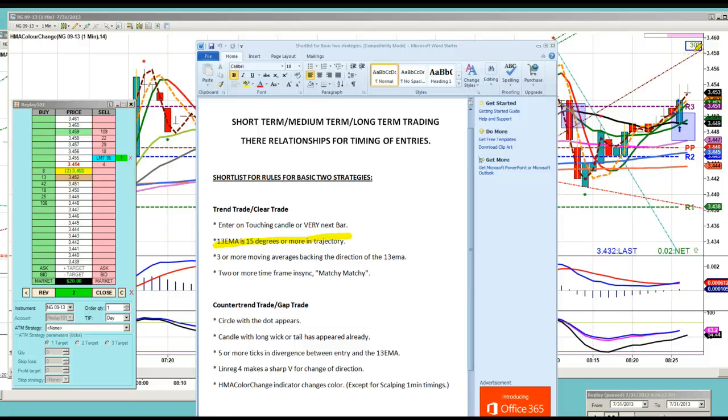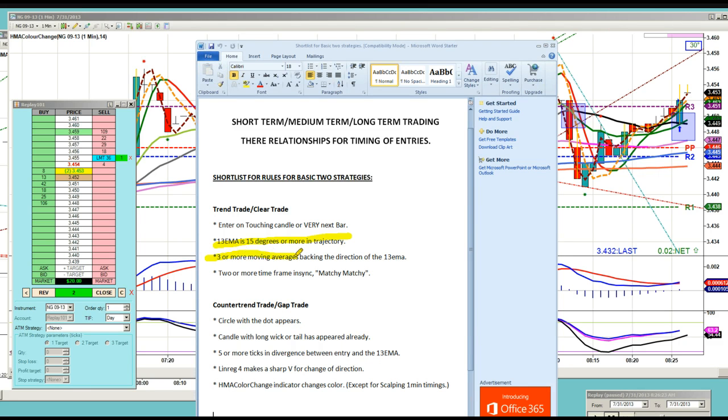Do you need the touching candle only on the 1 minute chart? Yes, only on the 1 minute chart, guys. That's your focused timing of entry. I'll come to the other time frames in just a second. Let me just finish this next step here.